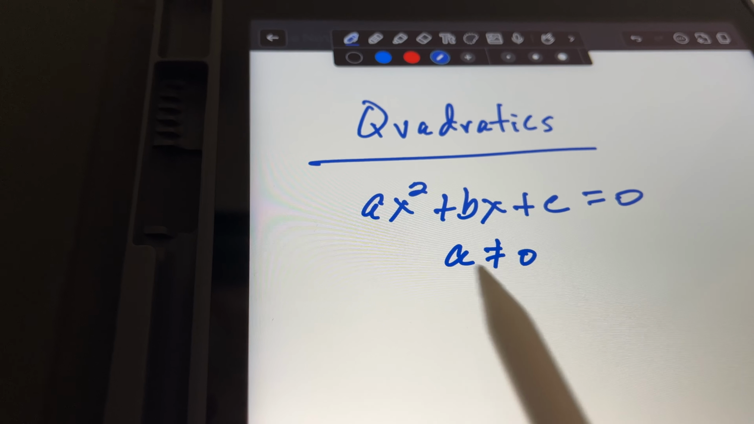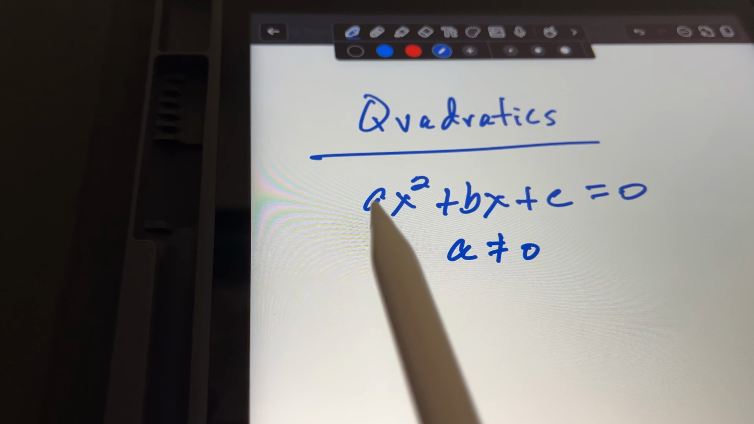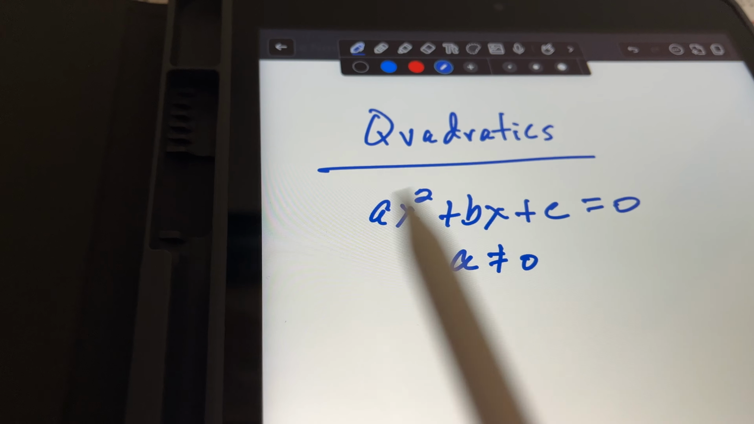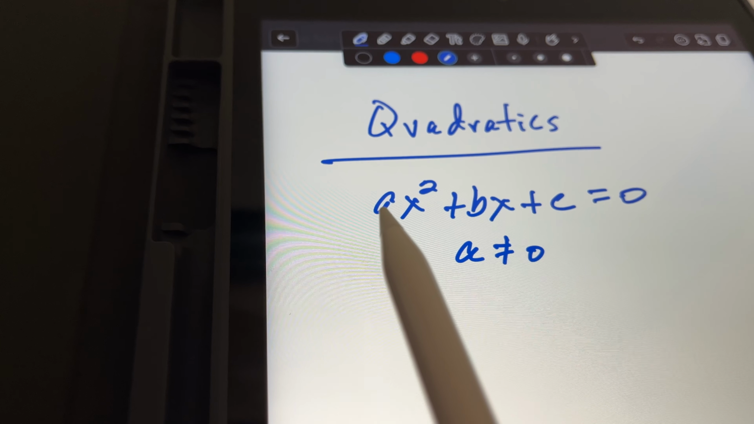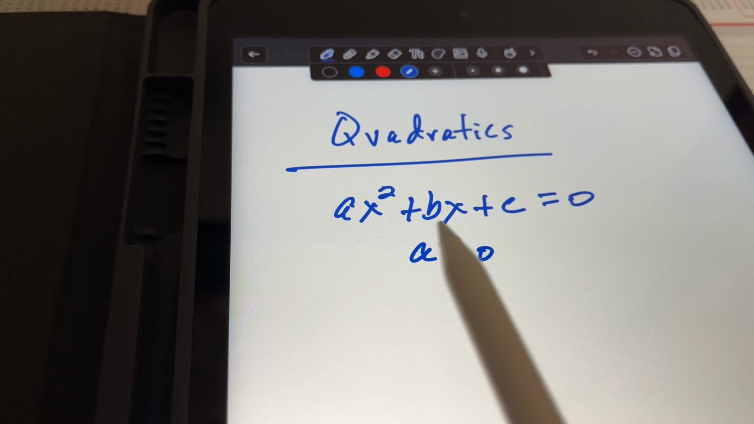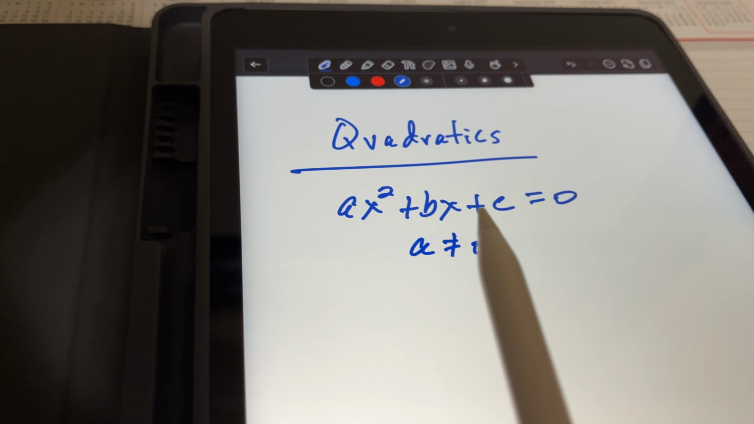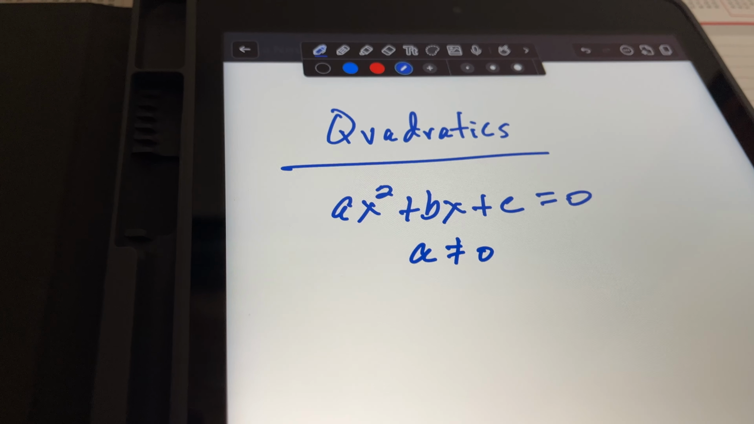By saying that a can't be 0, you're saying this number right here can't be 0. The a, the b, and the c can be any numbers, but a can't be 0, because if it were, 0 times x squared would cancel out, and you'd just have bx plus c equals 0. That wouldn't be a quadratic, that would be a line, a linear equation.